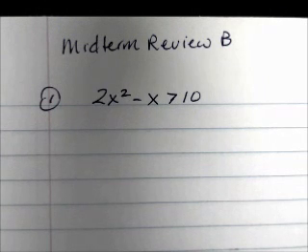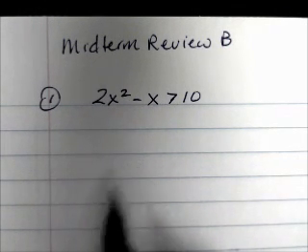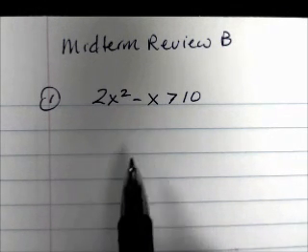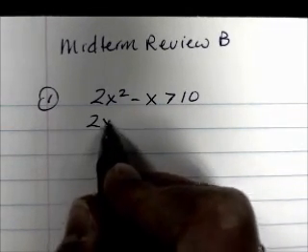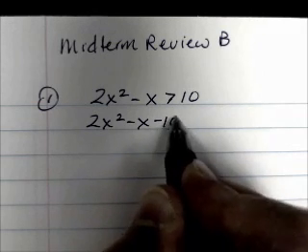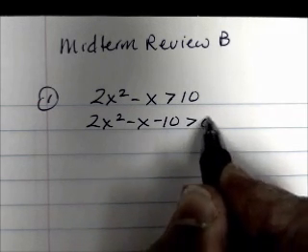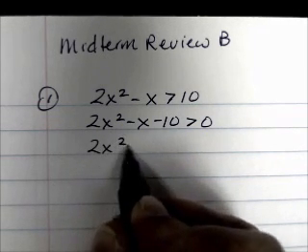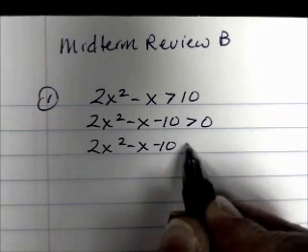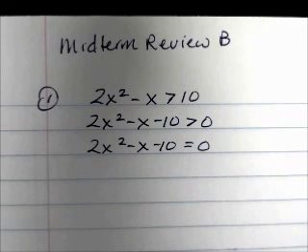Okay. Now, we solve this as if it's an equation. So let's put it in standard form first. So let's subtract 10 from both sides. 2x squared minus x minus 10 is greater than 0. Let's change it to an equation. And we solve it as if it's an equation.